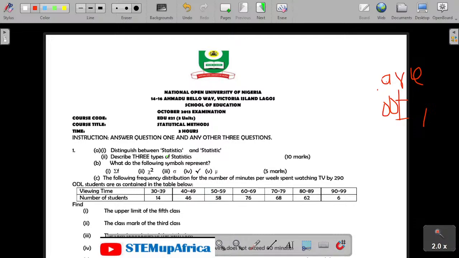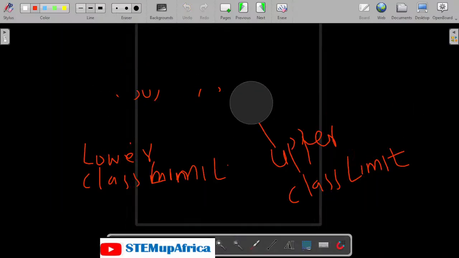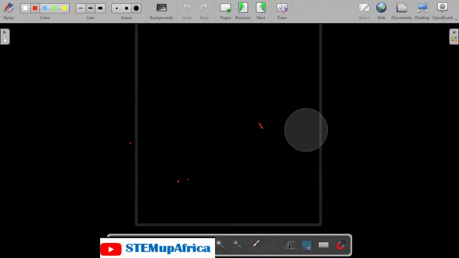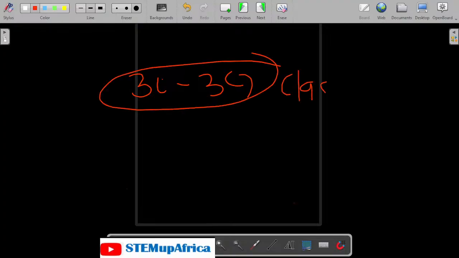So what about class mark? How do we get class mark? You can use these two to obtain class mark. Let's use the first one, 30 to 39. Remember we said it's called class interval.